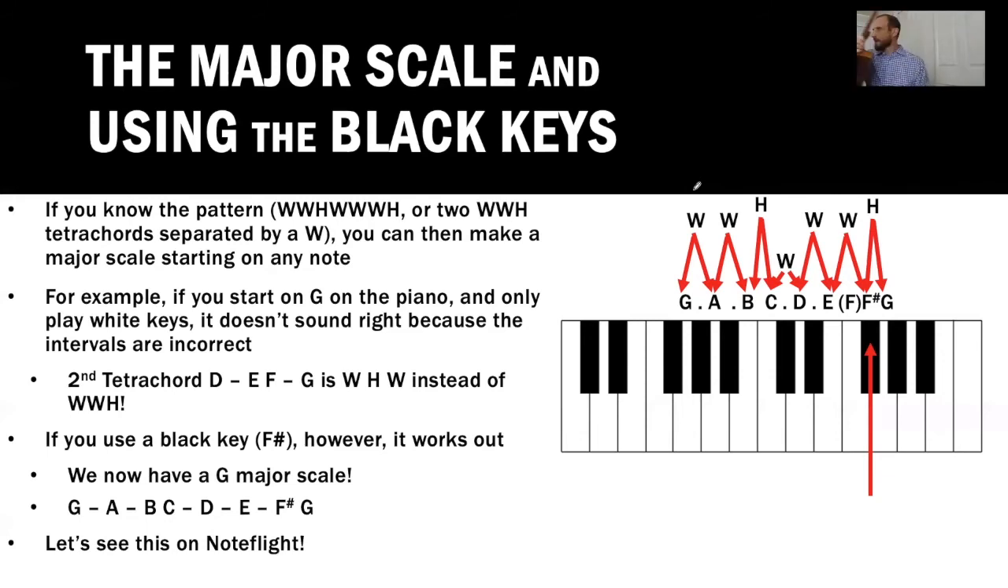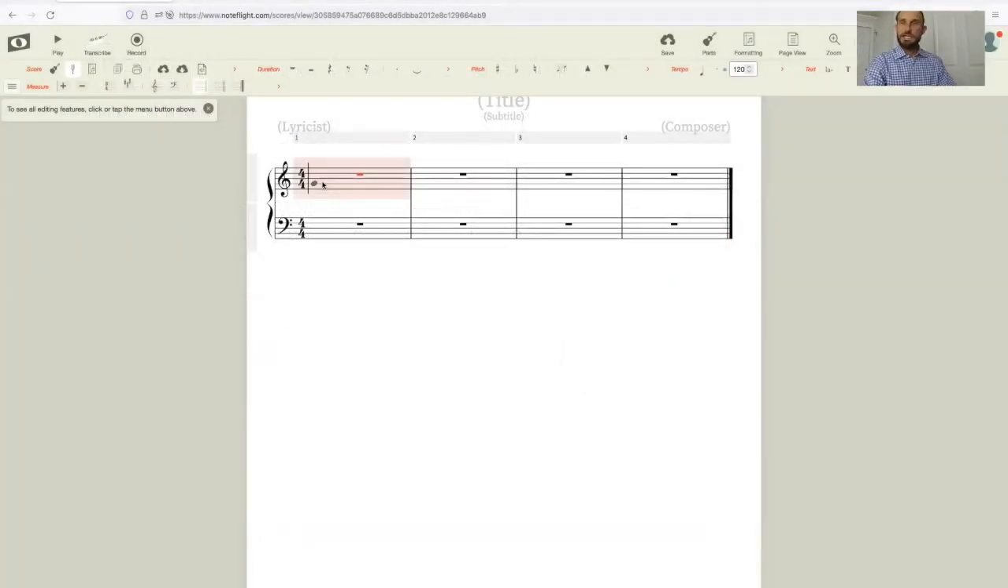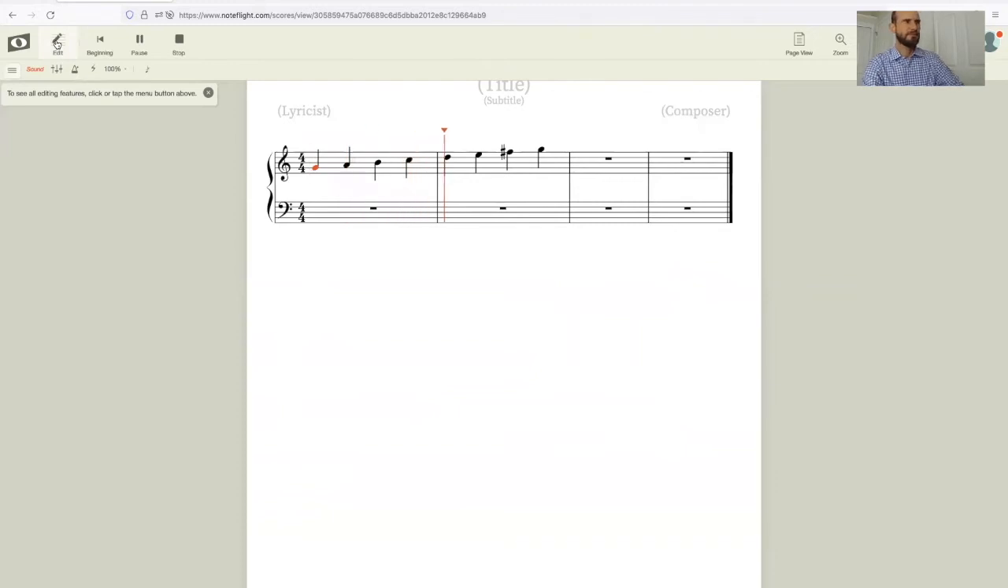Let's do this on note flight now. If I start on a G, I hear G, A, B, C, whoops, C, D, E, F, G. That F sounds funny, so I need to add a sharp. So I come up here, see where it says pitch? Let's listen.